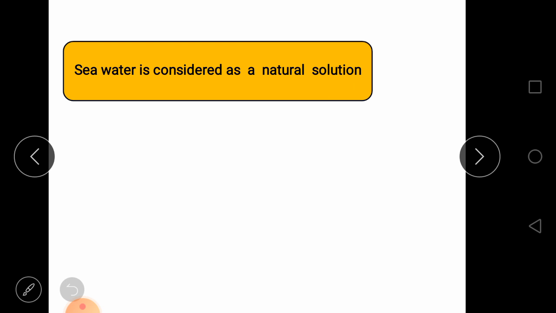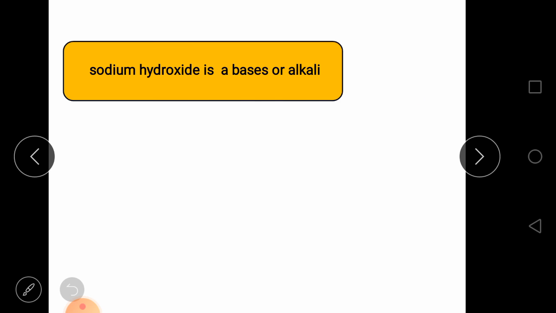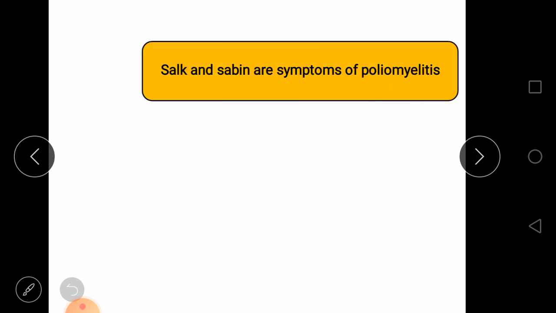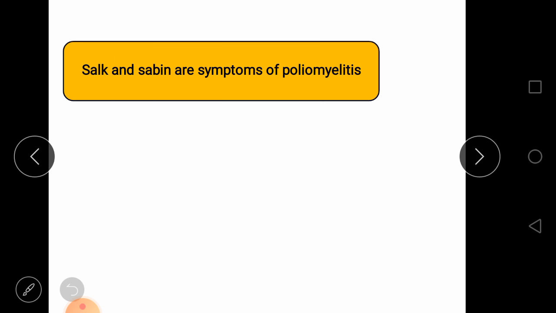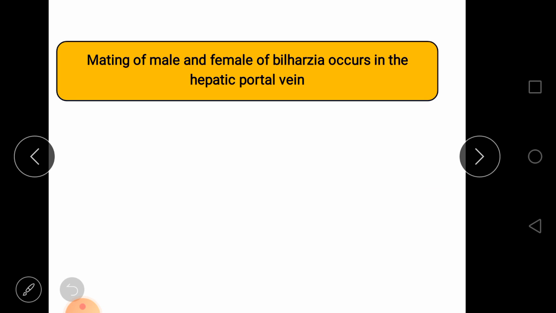Seawater is a natural solution. True, besides oxygen or air dissolved in water. Sodium hydroxide is a base or alkali. True, every hydroxide is a base. Reflection is the bouncing off of the light rays when falling on a smooth coated surface. True. Salk and Sabin are symptoms of poliomyelitis. False. They are vaccines of poliomyelitis.